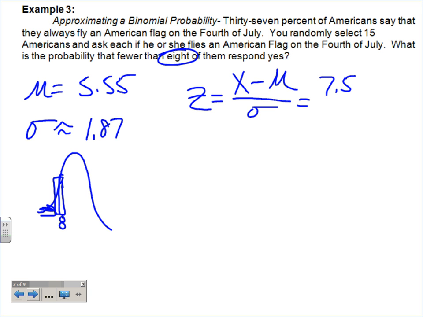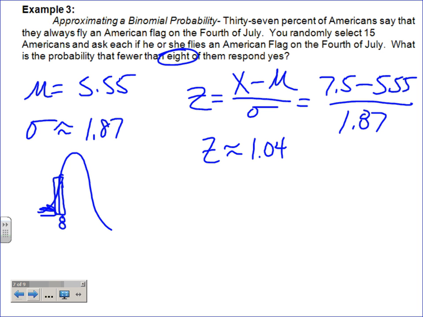So 7.5. See, that's where the translation comes in. I have to translate the actual X value you're looking for. Minus 5.55 divided by 1.87. Approximately, what is it? Oh yeah, 1.04.